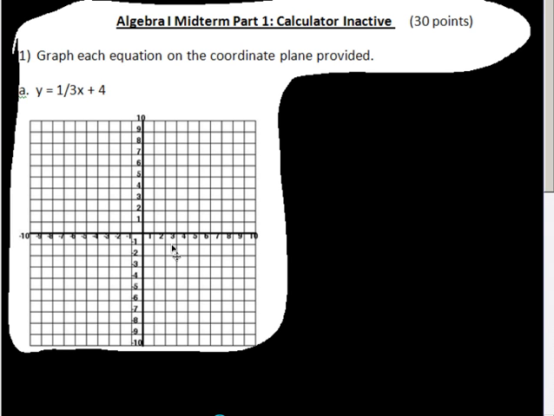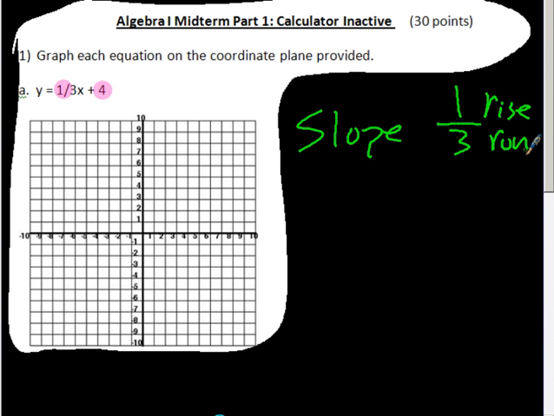Okay, calculator inactive part, questions 1 and 2, graphing linear equations. So I've got a linear equation in slope-intercept form, with my y-intercept and my slope. My slope is 1 over 3, rise over run. It's a good way to graph if you have it in slope-intercept form. And the y-intercept is at 4.